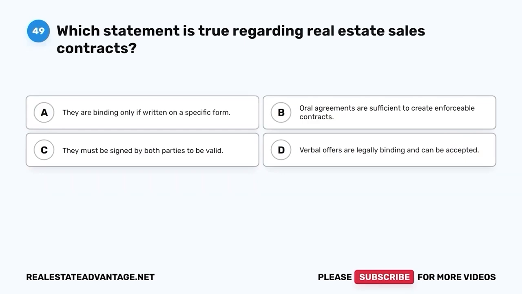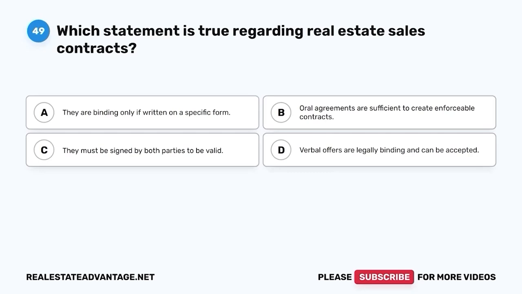Question 49. Which statement is true regarding real estate sales contracts? A. They are binding only if written on a specific form. B. Oral agreements are sufficient to create enforceable contracts. C. They must be signed by both parties to be valid. D. Verbal offers are legally binding and can be accepted.